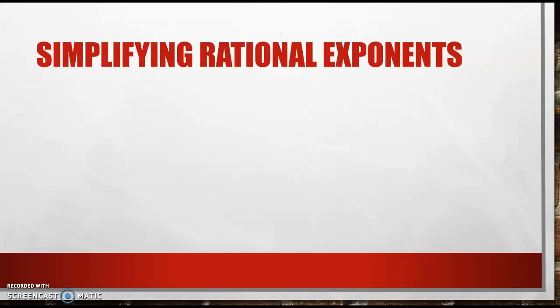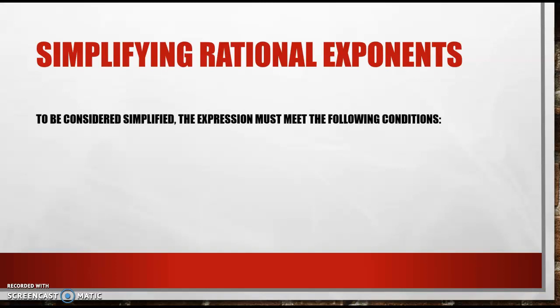So how can we say that we already simplified rational exponents? We must meet the following conditions. There are only two. One, no negative exponents. Basically the same rule that applies in the laws of exponents. Two, no complex fraction. Since we are talking about rational exponents, we need to simplify things and make them simpler. So, no complex fraction.